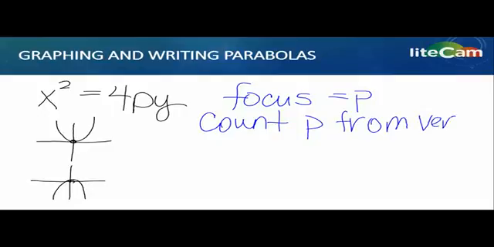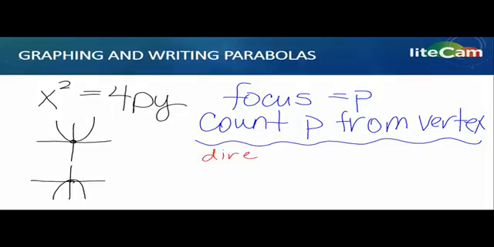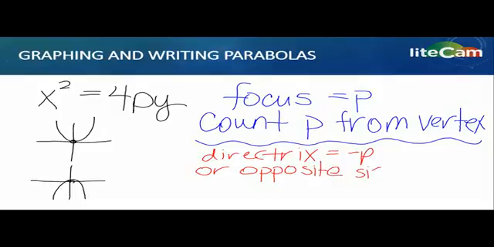Okay, so we've got the focus equals p. So we're going to count p from the vertex, and that's where your focus is going to be. And notice that the p is in the formula. We have the directrix, and that's the opposite of p. So wherever you count p, you're going to count in the opposite direction from the vertex. And so p is counted from the vertex, so you count to find the focus, or you go in the opposite direction and you count to find the directrix. Because remember, the distance from the vertex to the focus is the same distance to the directrix, the line behind the parabola.